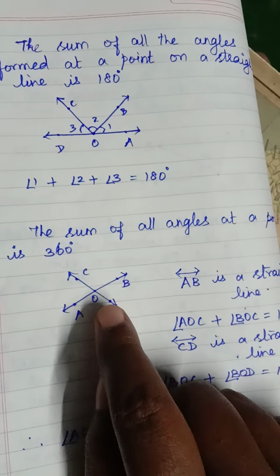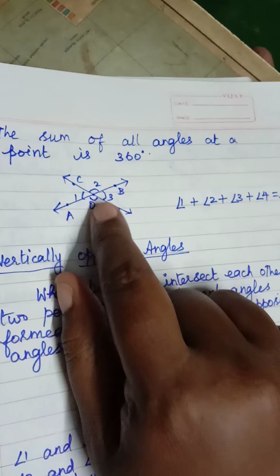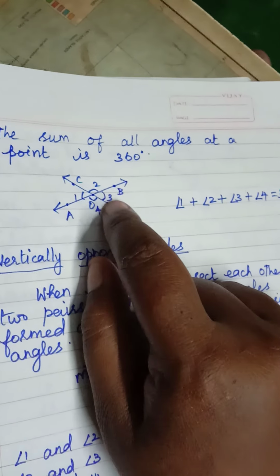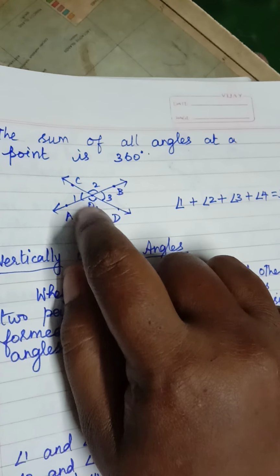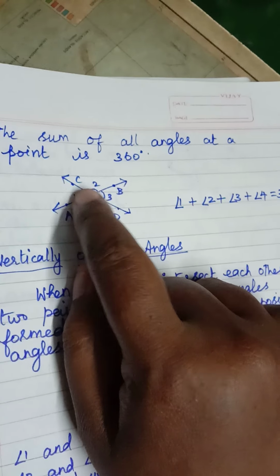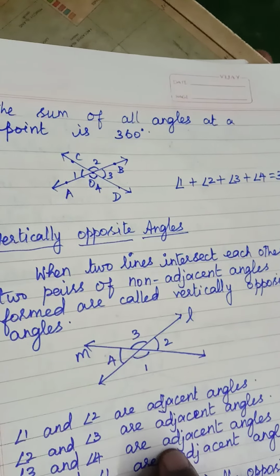Next, the sum of all angles at a point is 360 degrees. See this point. Here there is angle 1, angle 2, angle 3, angle 4. If you add all the 4 angles, it will be equal to 360 degrees. Therefore, the sum of all angles at a point is equal to 360 degrees.